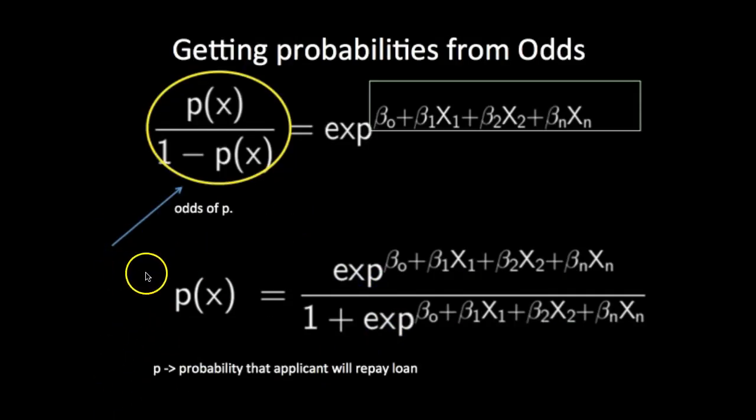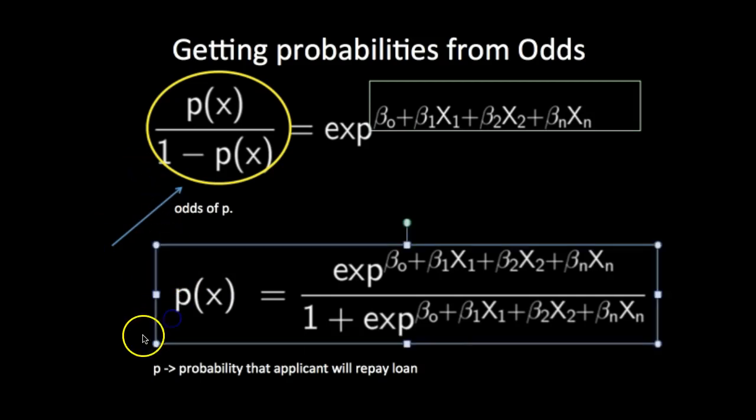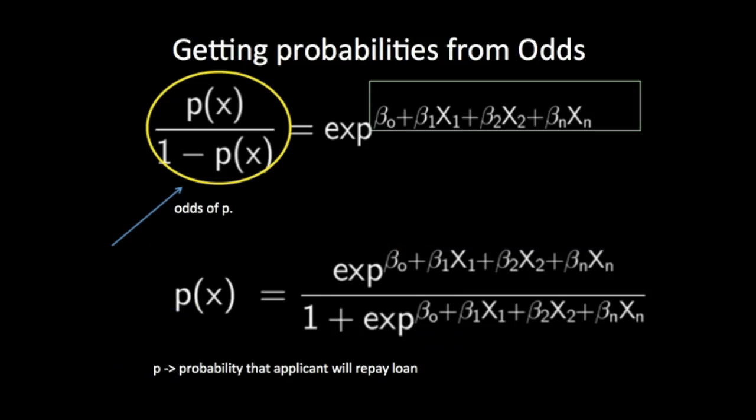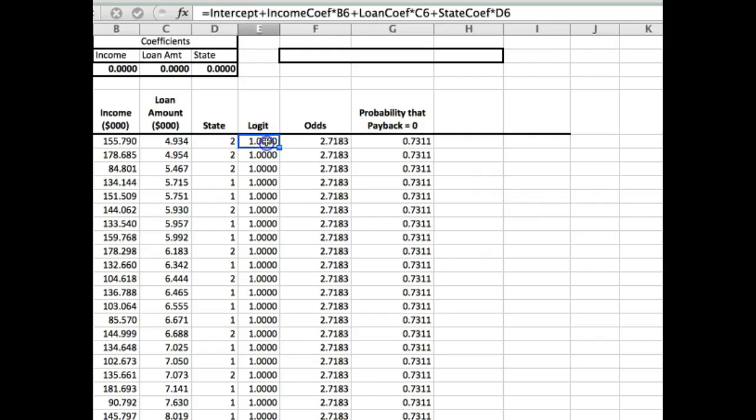Next, use the odds formula to get the probability that the applicant will repay. We are measuring the probability of default. The spreadsheet formula is quite simple here.